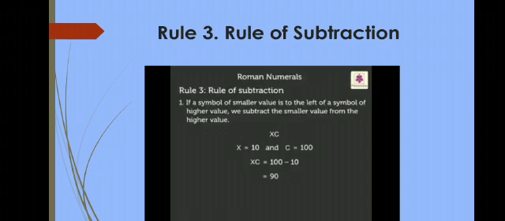Let's learn about rule number 3, that is the rule of subtraction. If a symbol of smaller value is to the left of a symbol of higher value, we subtract the smaller value from the higher value. Let's use the digits. The numeral that is given is XC. X means 10 and C is 100. So, as we can see, X is on the left of the higher value symbol, so X will be subtracted from C, and 100 minus 10 is equal to 90. That's correct.